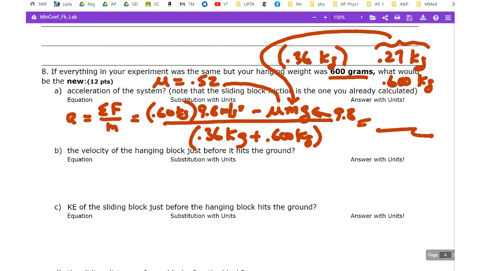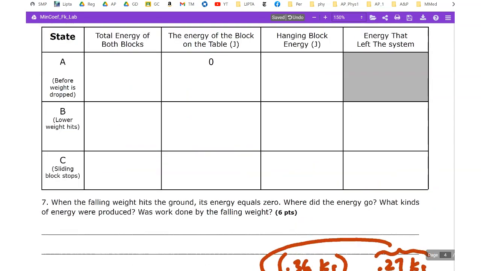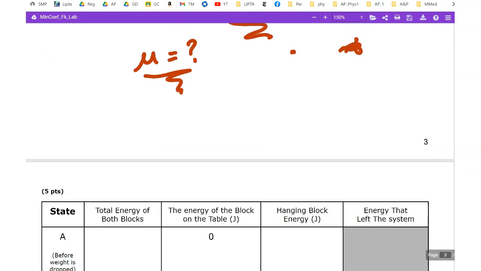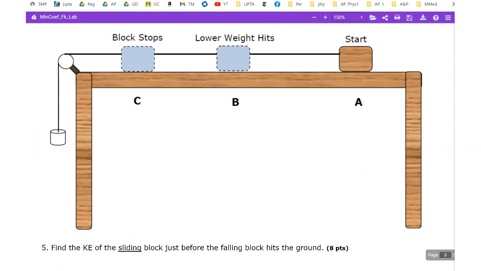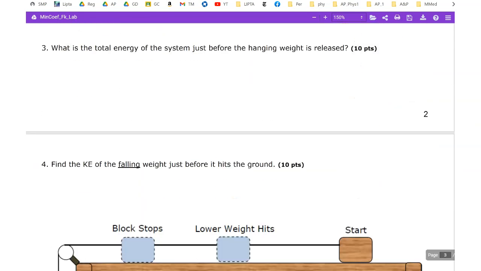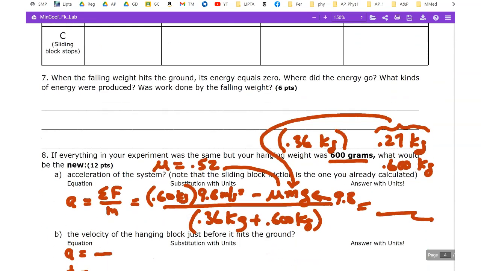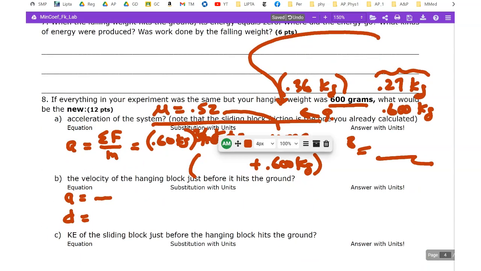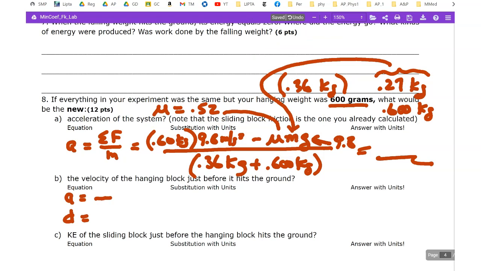What's the velocity? Well, once we know the acceleration, you'll have that. You know the distance, and what was the distance? Look up on this table over here. I'm going to show you. We've written down the distance that the thing falls. It's right over on this page over here. You'll find the distance. Right here, the drop height. Use that drop height as your distance to find the velocity just before it hits the ground. So that's going to be your d. I don't know, is it 0.7-ish, 0.8-ish, something like that.